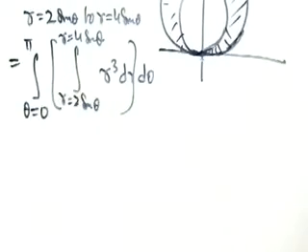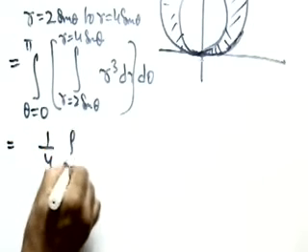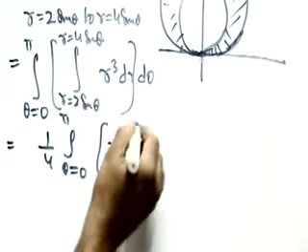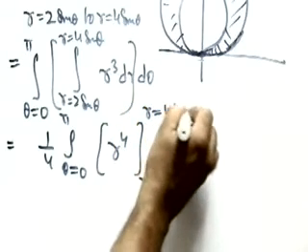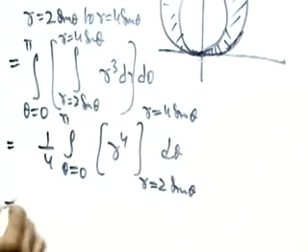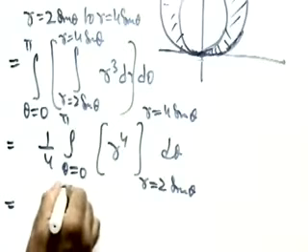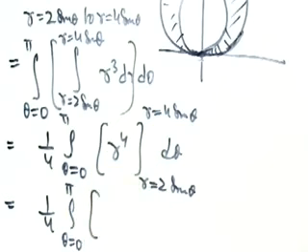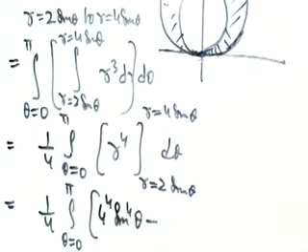Integration with respect to r: x to the power n is x to the power n plus 1 by n plus 1. So this will become r to the power 4 by 4. We can write the 1 by 4 outside. Theta equals 0 to pi, and r from 2 sine theta to 4 sine theta, d theta. Upper limit minus lower limit. If you write the upper limit, it will be 4 to the power 4 into what is left here, sine to the power 4 theta.